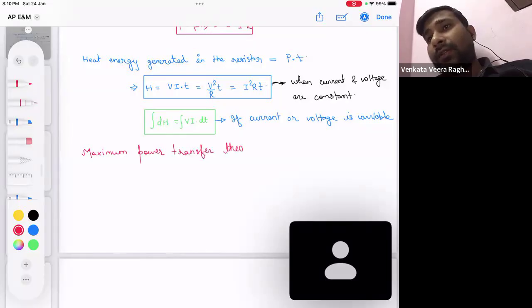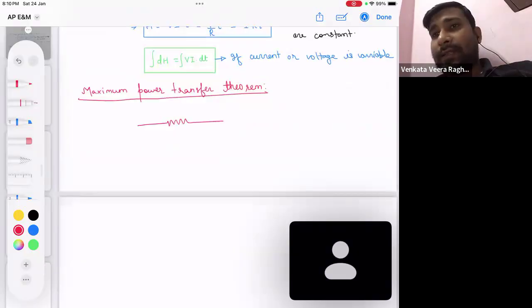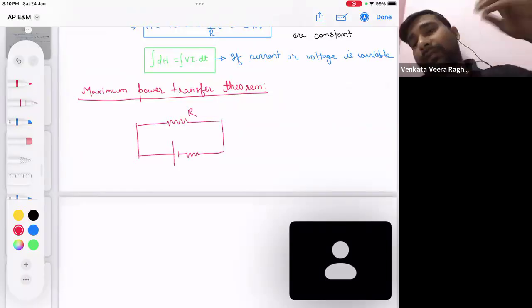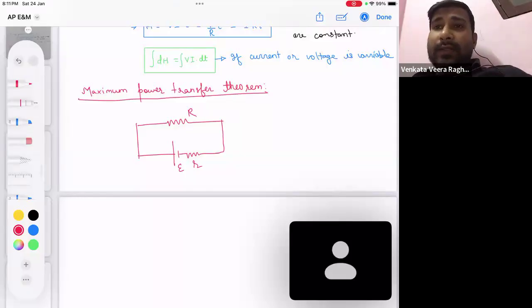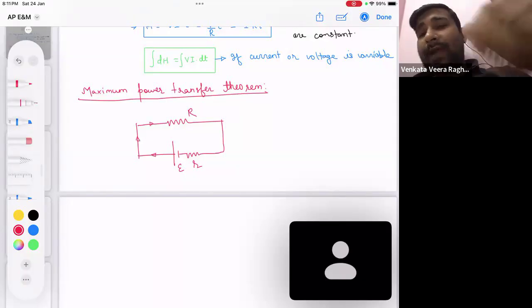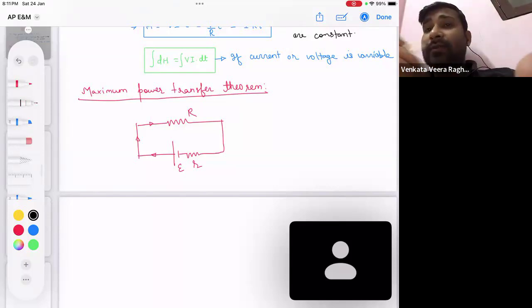So, according to this maximum power transfer theorem, what we are going to learn is, let's say there is an external resistance R here, and there is a battery of EMF E and internal resistance small r. Maximum power transfer theorem means this is the current flowing, and the battery EMF we cannot change, and the battery internal resistance has some fixed value. So what I am going to do is change the resistance value.